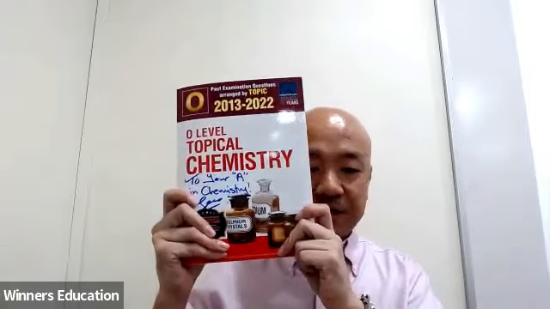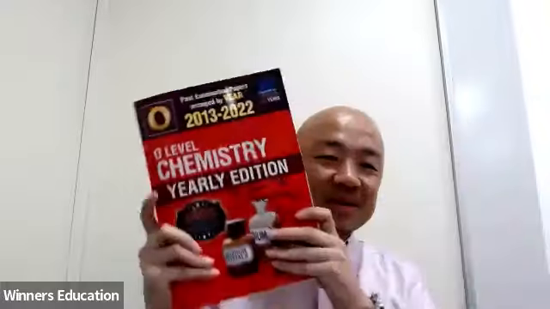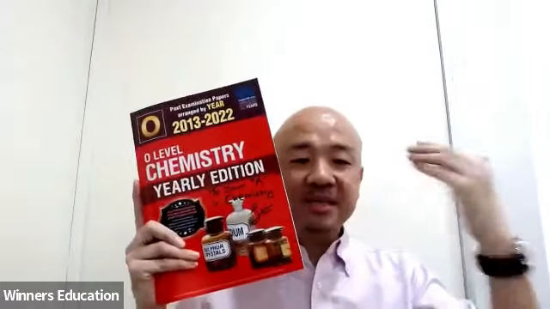So there are two editions every year. One is called the Topical Edition, the other one is known as the Yearly Edition. Each serves its own purpose, so you should know which book you should buy and use first. Let me give an example.